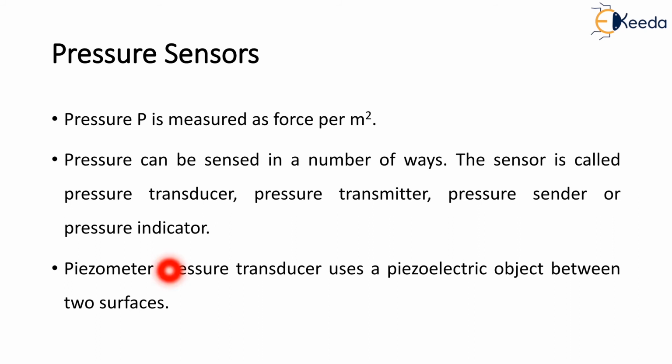The piezoelectric pressure transducer uses a piezoelectric object between two surfaces. The compression creates electric charges on the opposite surfaces of the object. The flow of charges generates current and voltages which provide the measure of pressure. A resistive sensor also measures variation of resistance with force. The force creates a stress and thus the strain.